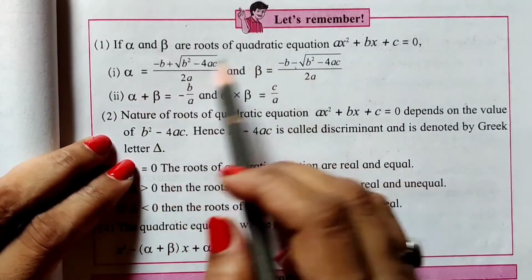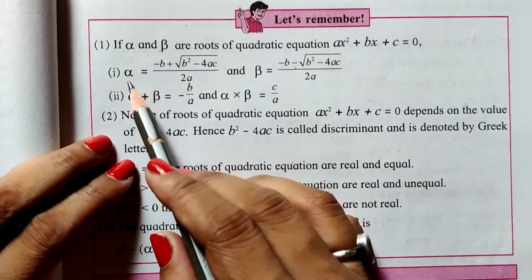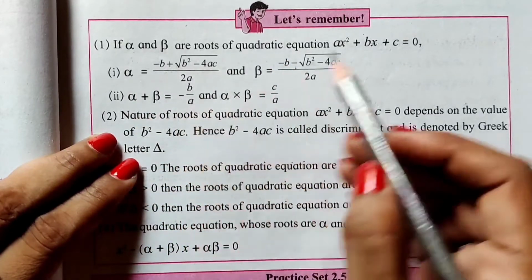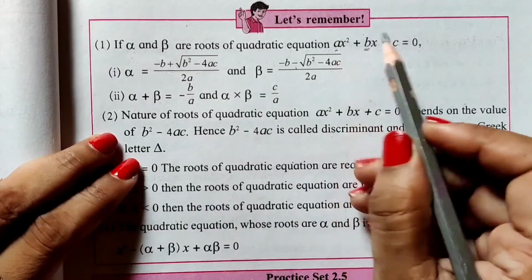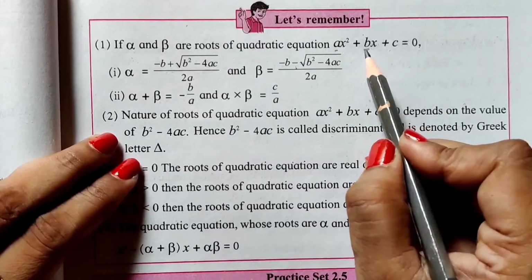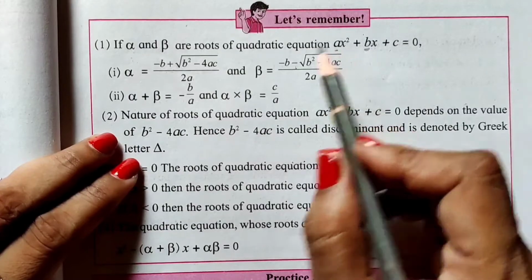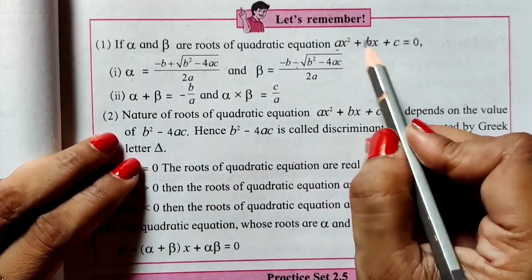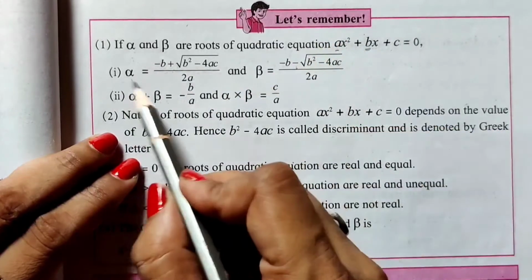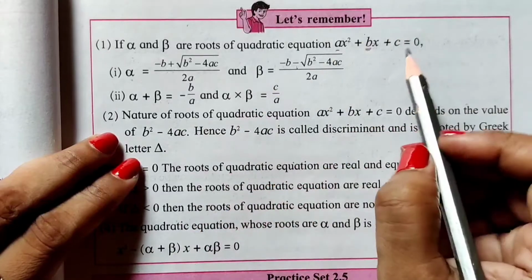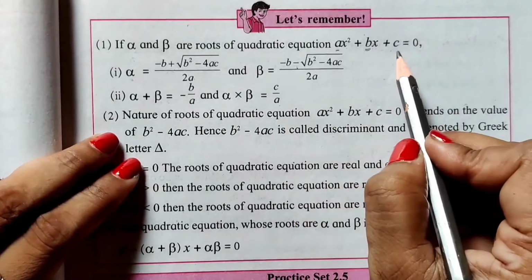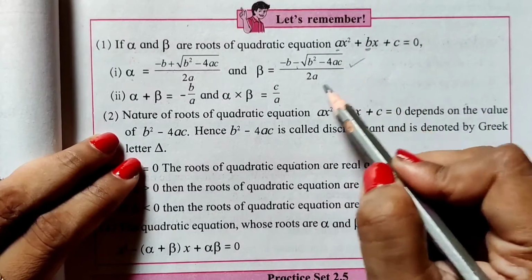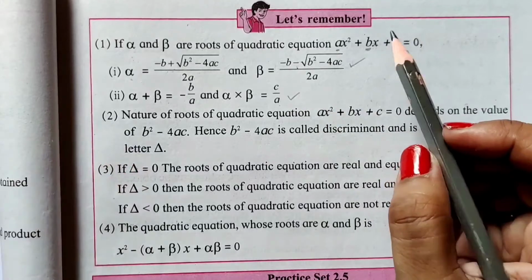So these are the two values of the roots alpha and beta, and alpha plus beta will be equal to minus b upon a. Here b is the coefficient of the middle term and a is the coefficient of the first term. When we multiply alpha into beta, we get c upon a. C means the constant term, upon a means the coefficient of the first term. So these two concepts you all have to remember all the time.